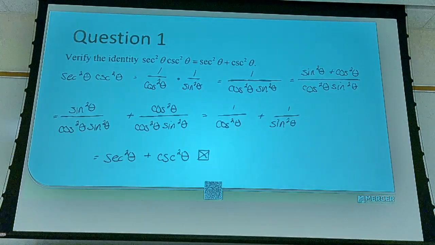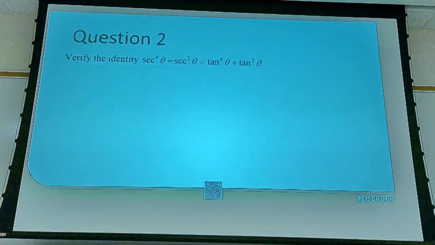Which technique do I want to use here? Maybe put this one. Start off from the other side.